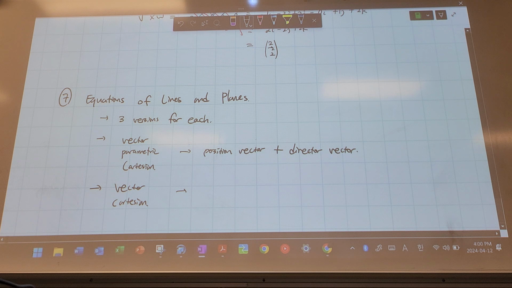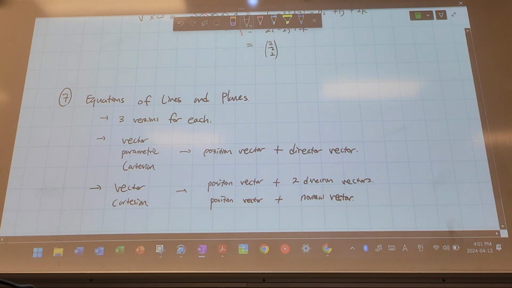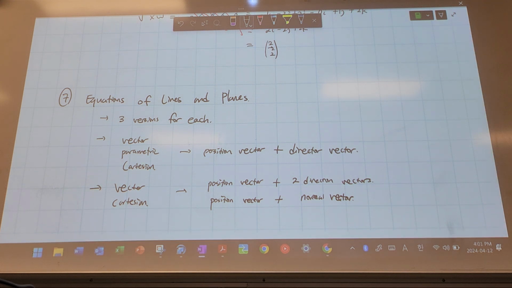So for these ones, we have 2 versions, right? We have one equation that will give the position vector, followed by 2 direction vectors. And then the Cartesian one gives you the position vector plus a normal vector. Once again, the normal vector, normal means perpendicular in 3D basically. You find the normal vector of a plane by finding the vector product of 2 direction vectors. Basically, the 2 direction vectors, think of them as vectors that are on the plane, and the normal vector, think of it as where the plane is facing.